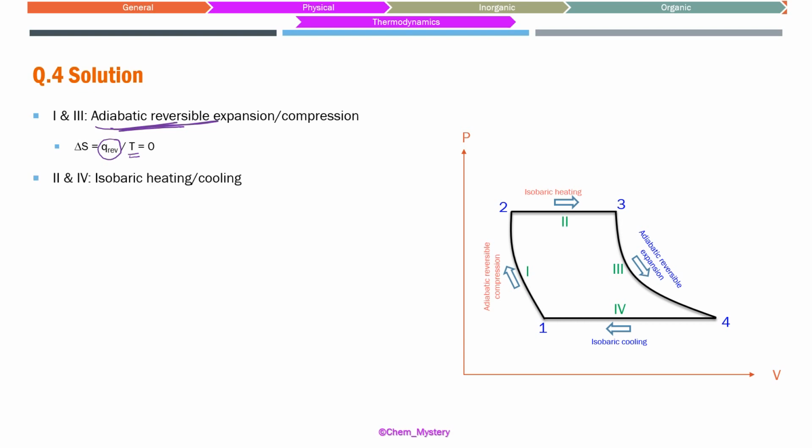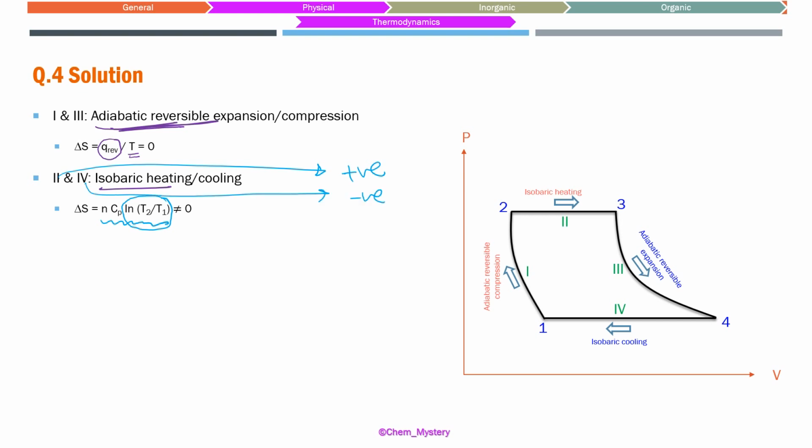The process numbers 2 and 4 are isobaric heating and cooling. For an isobaric process, we have written delta S as nCp ln T2 by T1, final by initial. This is never going to be 0, because of the value of ln T2 by T1. For process number 2, T2 by T1 is heating, so delta S is going to be greater than 0. For process 4, it is going to be negative, delta S less than 0. It is not going to be 0.